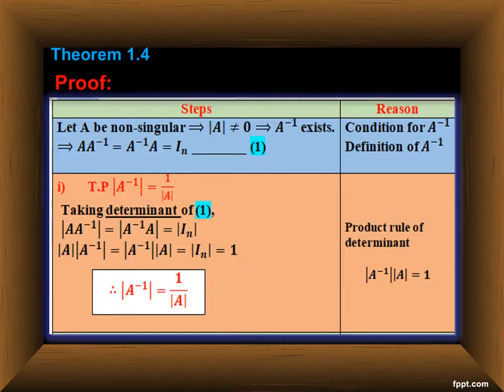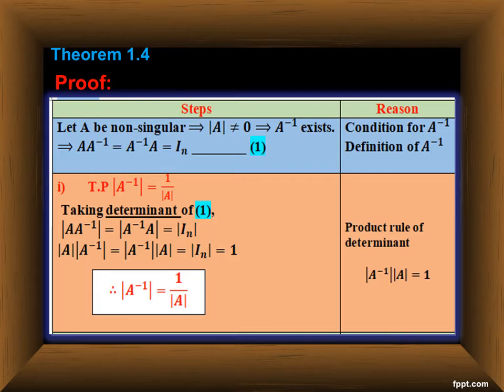Theorem 1.4, proof of the first part. See the steps. In the question, it was given A is non-singular, so we know determinant A is not equal to 0. Therefore, we know A inverse exists. These are all conditions for existence of A inverse. And by the definition of A inverse, we know A into A inverse equals A inverse into A equals the identity matrix of order n.